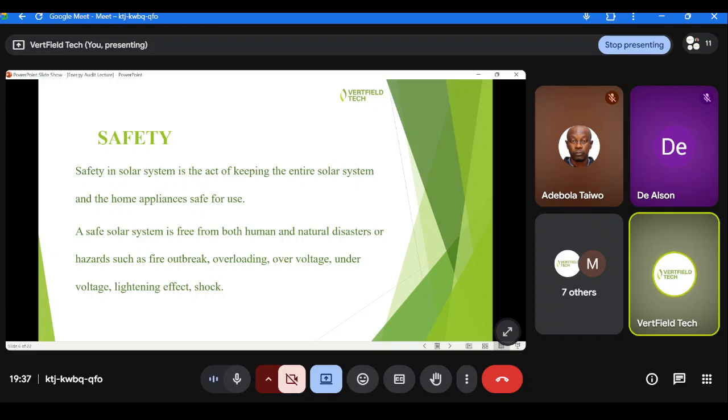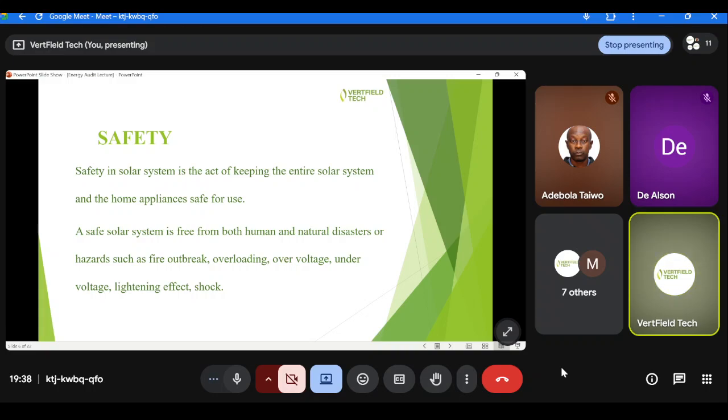All right, thank you. So let us talk about safety. Safety as it concerns solar power system. Safety is the act of keeping the entire solar system and your home appliances safe. Yes, it is the act of keeping the entire solar system and your home appliances safe. It is the act of keeping you safe.